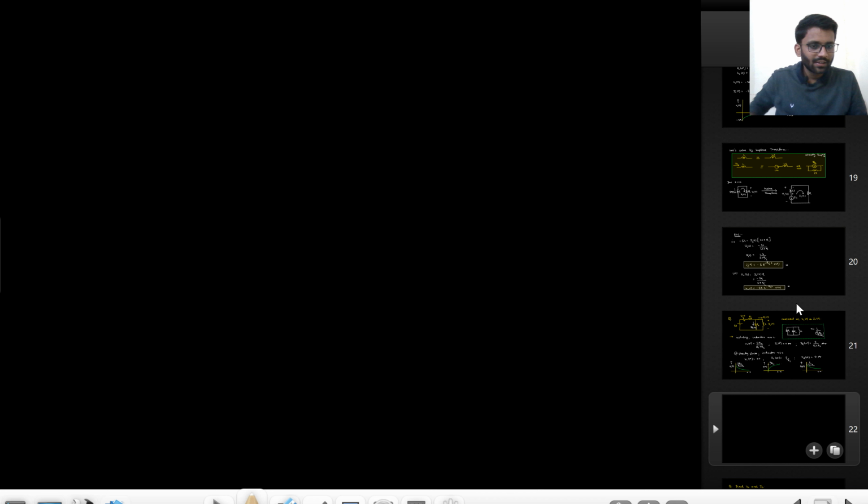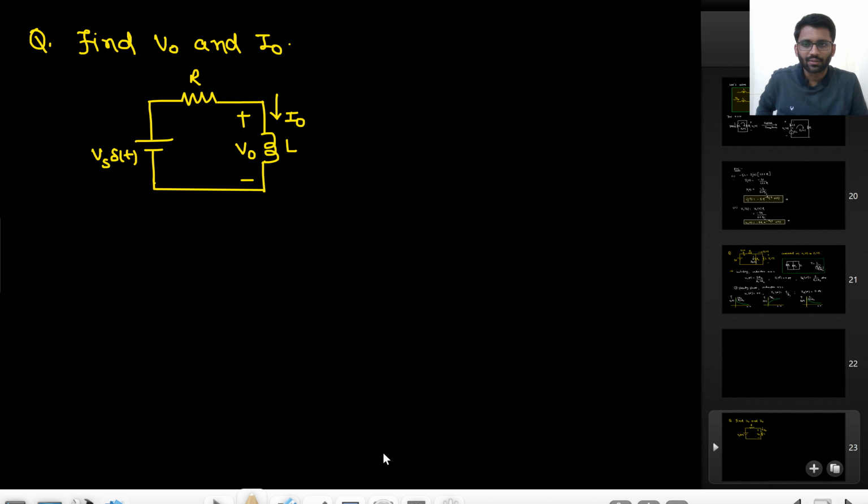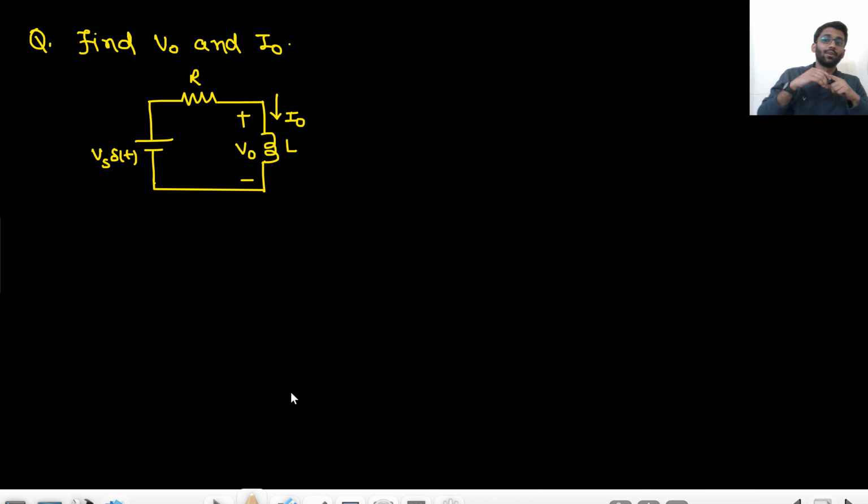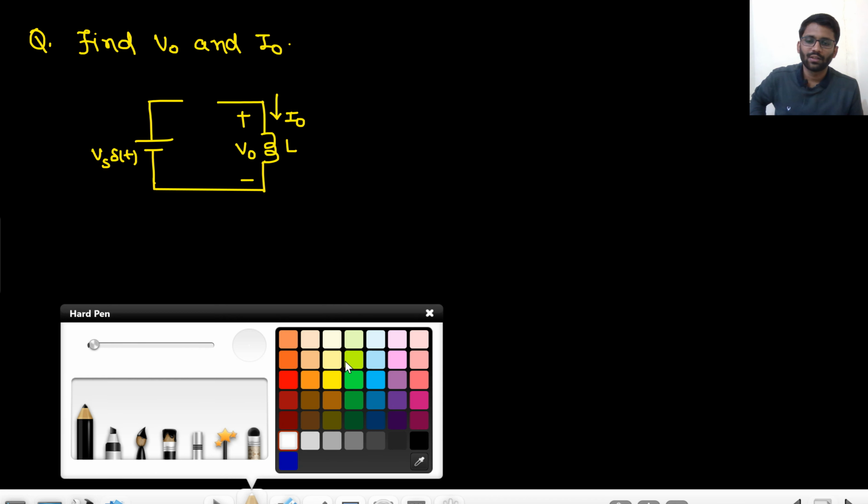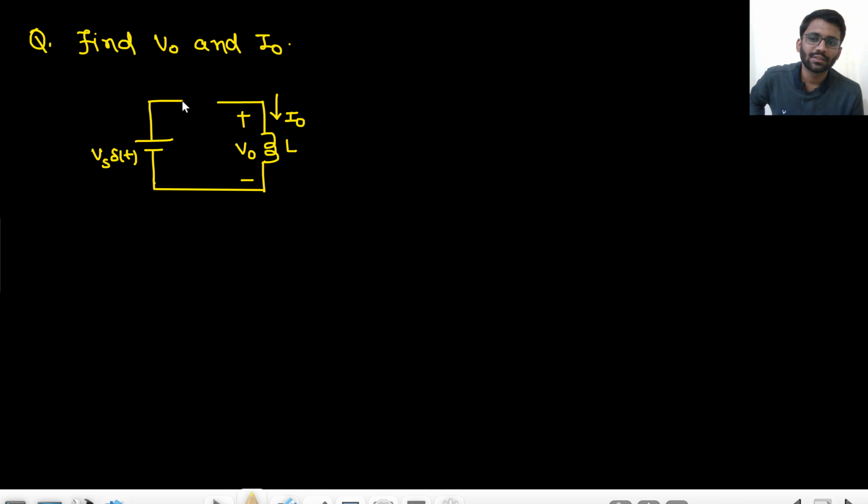Let's move on to the next problem. There you will learn, okay, I will just delete it later on. So here you will learn what happens when inductor is connected across an impulse input. Impulse voltage input. So shall I start like this, or shall I remove the resistance for now? Okay, we will see two questions.